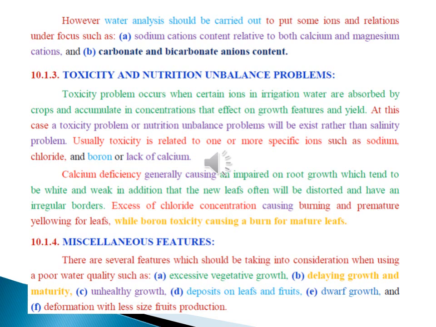there are many features which should be taken into consideration when using poor water quality, such as excessive vegetative growth, delayed growth at maturity, unhealthy growth, shedding of leaves and fruits, dwarf growth, and deformation with less sized fruit production.